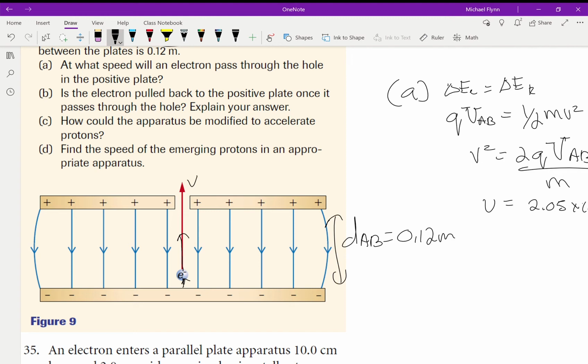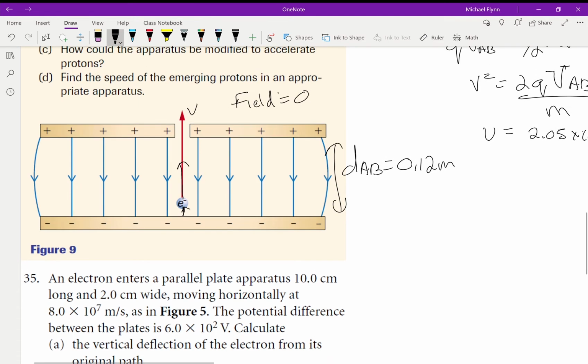The answer is no, because the field outside these plates equals 0. Their field is all tied up in between the plates, approximately 0, I should say. So there's no way they're going to pull it back. If you get far enough away from the plates, it looks neutral, with the positive and negative charges on the plates. So the answer is no. Now, in question C, it says, could it be modified to accelerate protons? Of course it could. If you want to modify it to accelerate protons, protons are positive charges.